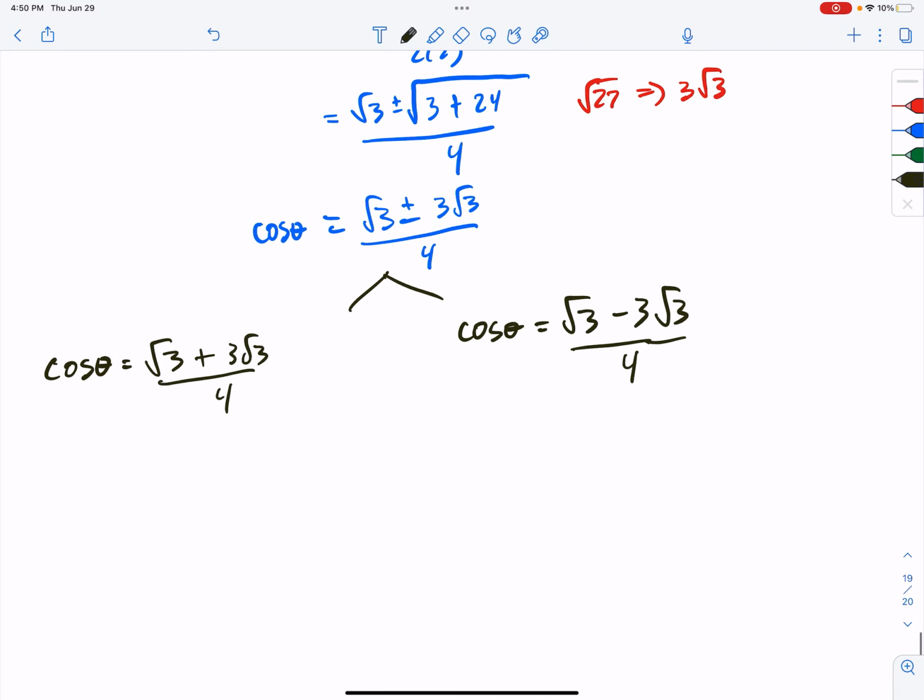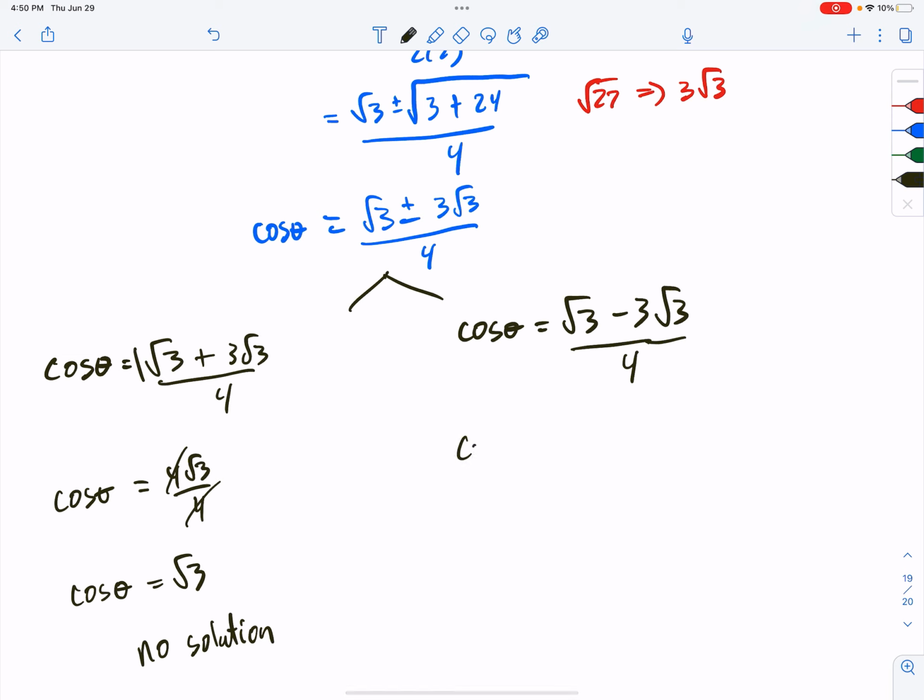Okay, so on the left side, I have 1 square root 3. I can put a 1 in front, plus 3 square root 3. So I have 4 square root 3 over 4 here. Okay, those 4s can cancel. And I want to know, when is cosine of theta equal to square root 3? Square root 3 is bigger than 1. Cosine never has a value that's bigger than 1. So this branch has no solution.